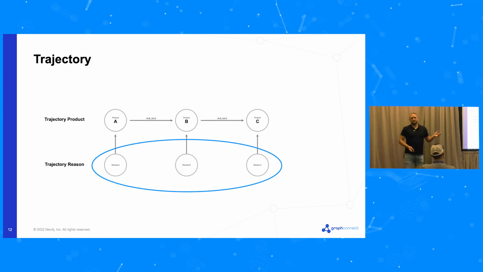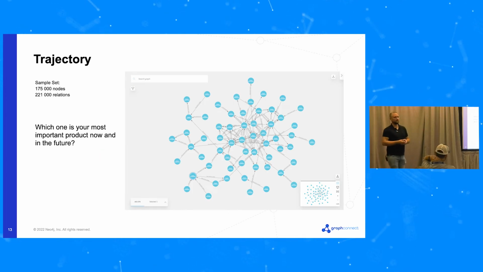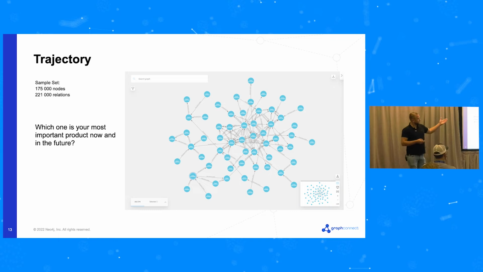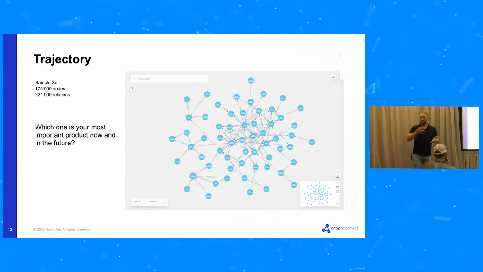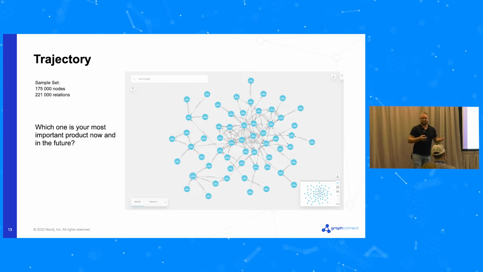It's pretty easy to see in the previous picture, but try to figure it out here. This is still a really small sample set of products where the relationships, the trajectory jumps. Which one here is the most important product? Well, one way to look at it is that you look at the sales volume.